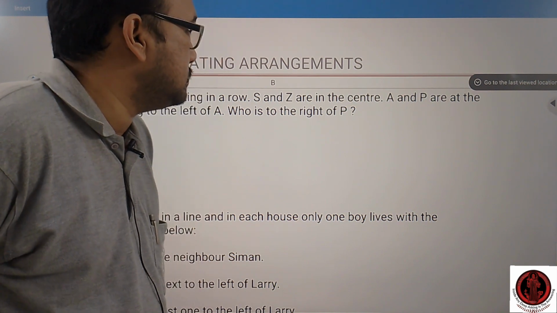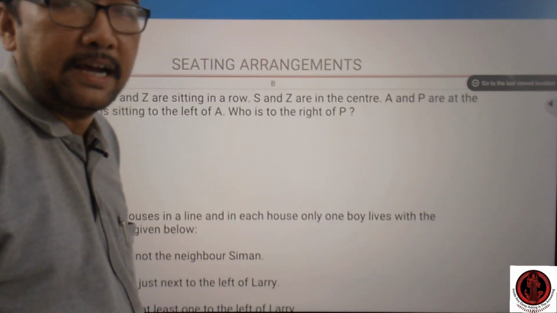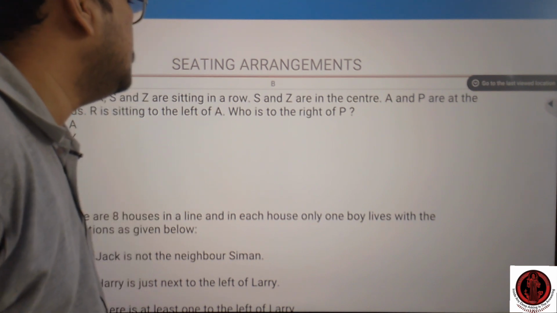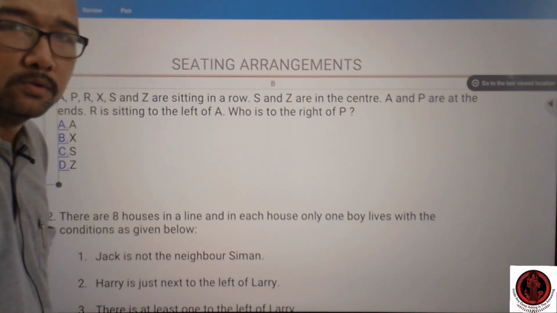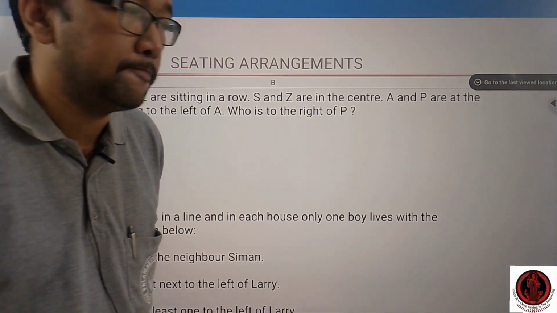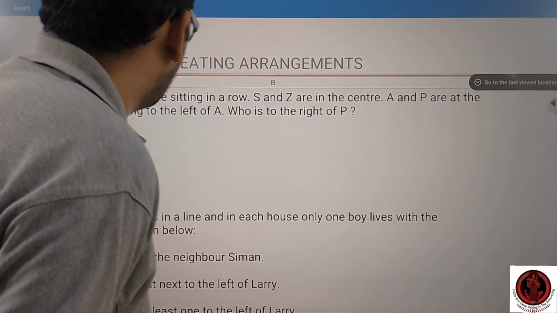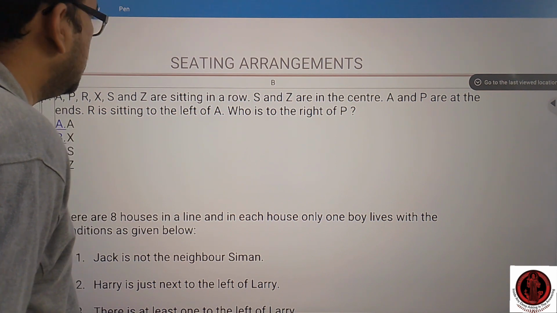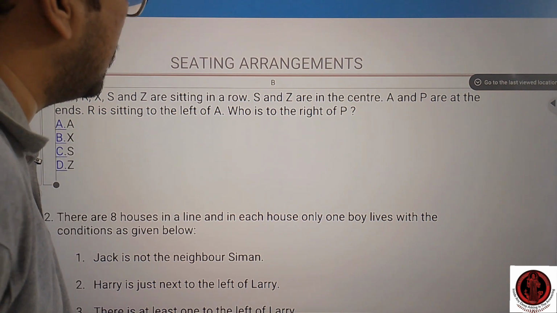Our today's topic is on seating arrangement. Now in seating arrangement, there are two classes. So today we will discuss the two classes simultaneously. Now, in case of seating arrangement, the main thing is this one.